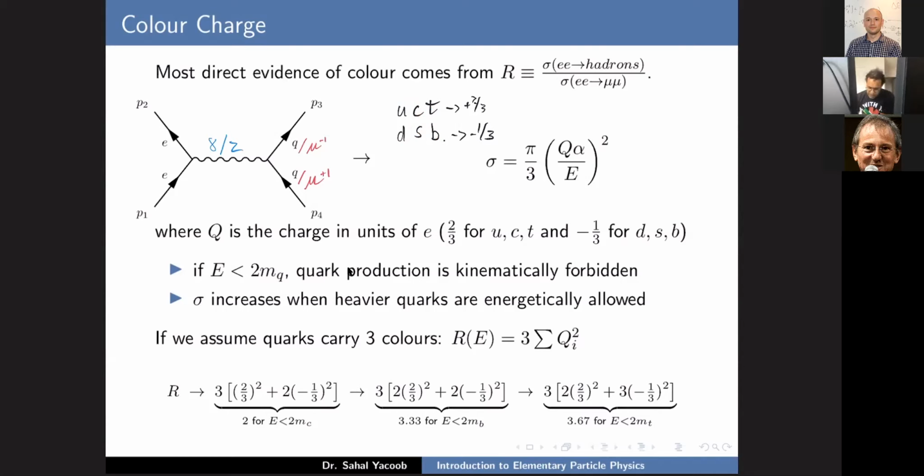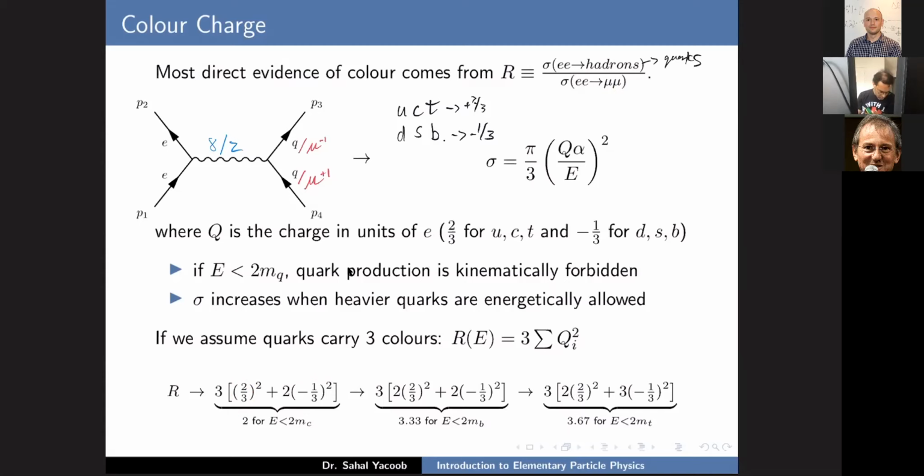But if we look at the cross-section for our incoming state of two electrons to produce hadrons, which are bound states of quarks, to hadrons going to muons, then the only thing that comes into the calculation in this ratio are the charges of the quarks.